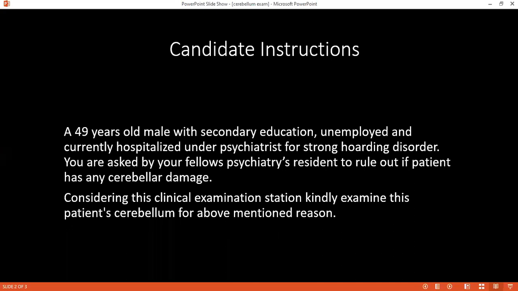Then I'll do the finger to nose test, and for that I'll ask the patient to touch his nose with the tip of the finger and then touch my fingertip, and I'll move my finger as a moving target and see if he can do it or not. This will assess coordination, and any intention tremor will be obvious in this test.